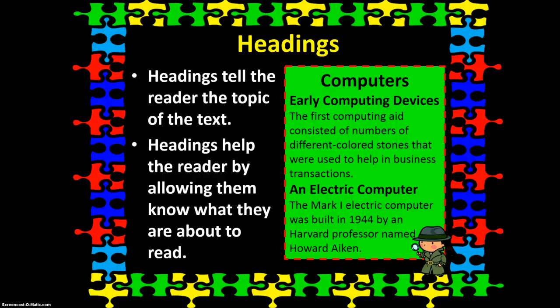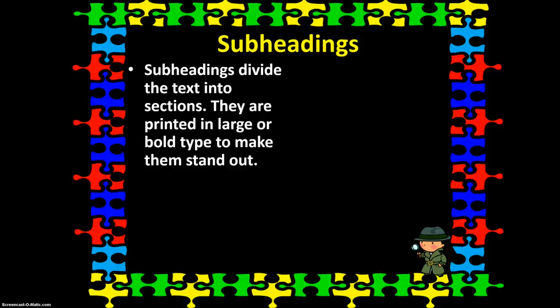So here we have a heading of computers. So we know the next couple things we're going to read are going to be about computers. But headings are broken into headings and subheadings. So this, computers, is the heading. If we were to continue looking, subheadings then break the text up.